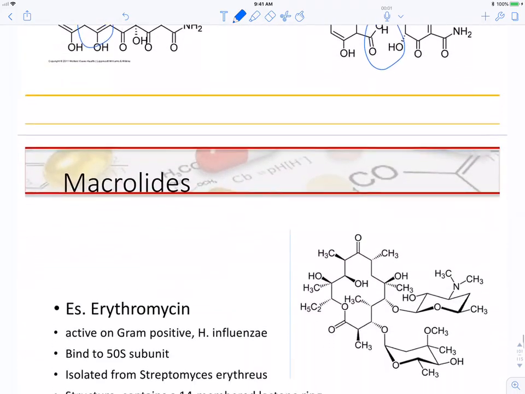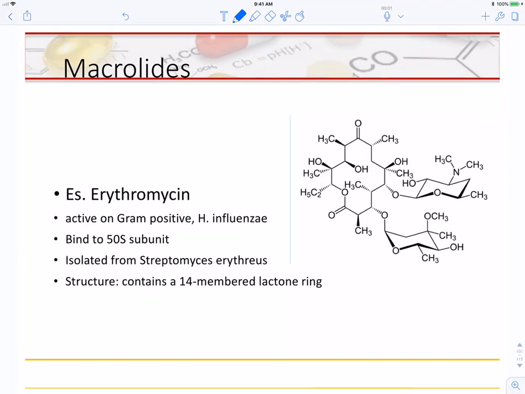All right, let's look at another class of antibiotics called the macrolides. Erythromycin is one of them. So they tend to be active on gram-positives. They bind to the larger subunit of the ribosome, and they basically contain this 14-member lactone ring. And a lactone ring, remember, is a cyclic ester, right here. And then this nucleus is then glycosylated.